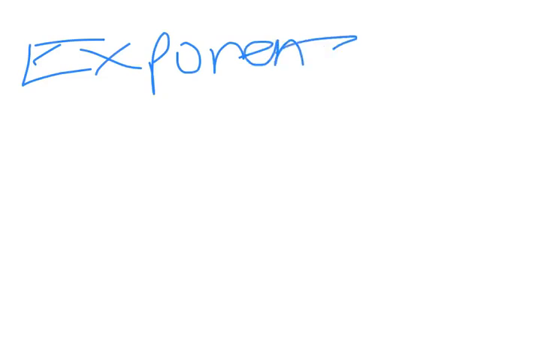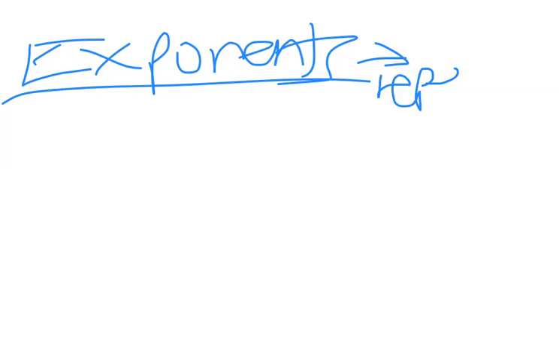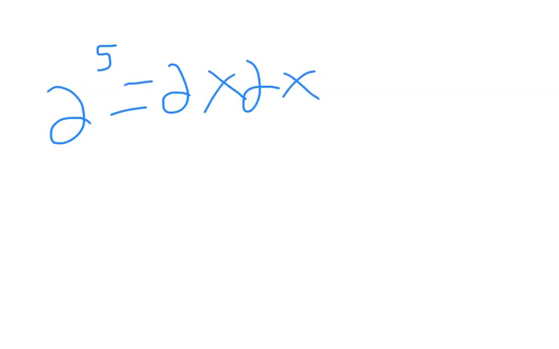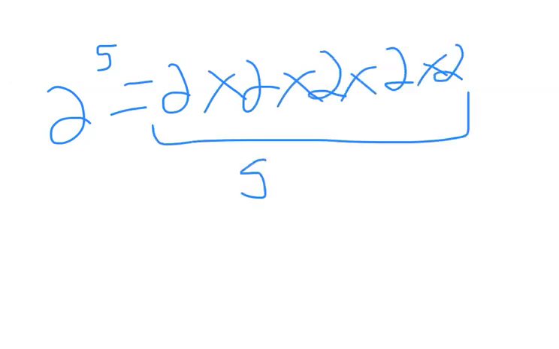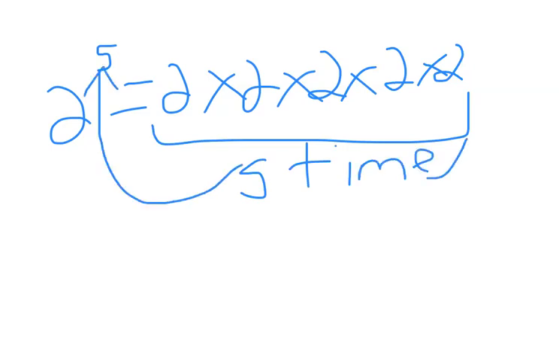All right, let's go into our last topic for today, which is about exponents, which are basically repeated multiplication. So what do I mean by that? Let's do 2 to the 5th. That is literally just 2 times 2 times 2 times 2 times 2, 5 times. Why 5? Because that's what this 5 is telling us to do.